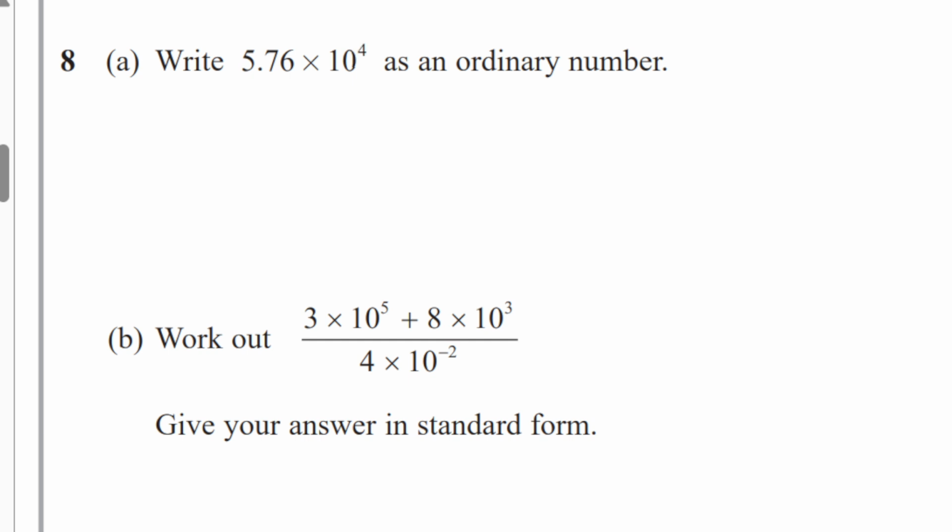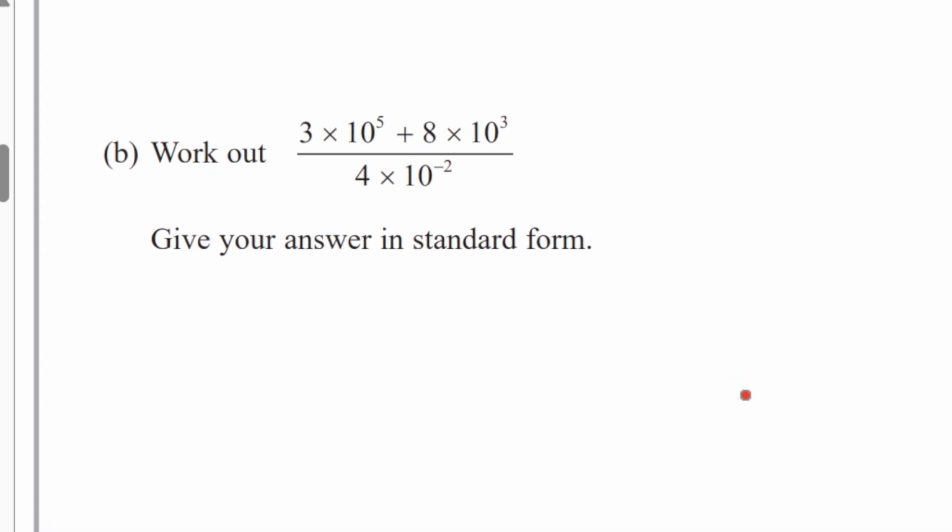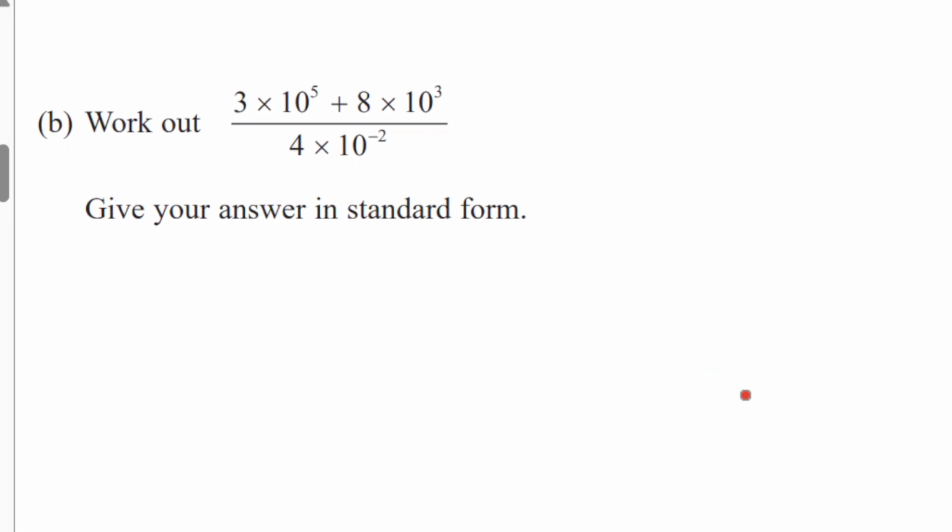Since it's positive, the decimal goes to the right. How many steps to the right? 4 steps. So from 5.76, it will jump 1, 2, 3, 4. The decimal comes here. These two empty spaces, you add 2 zeros. We don't need this anymore, and there is no decimal. That's your answer.